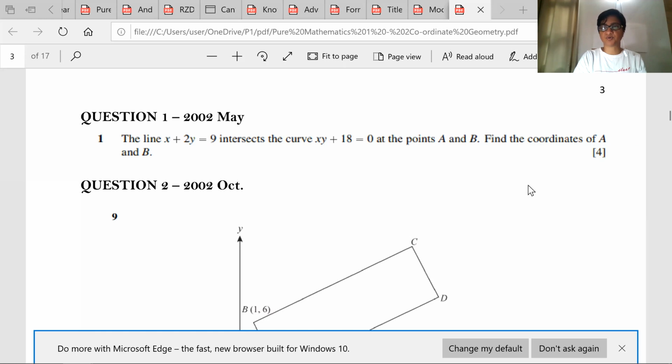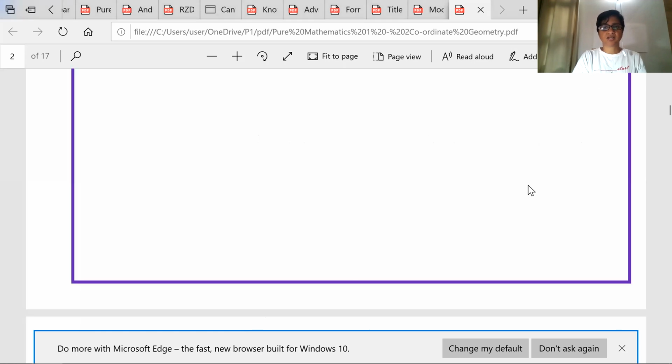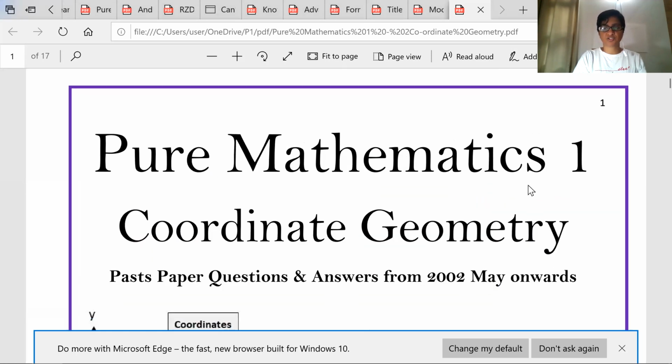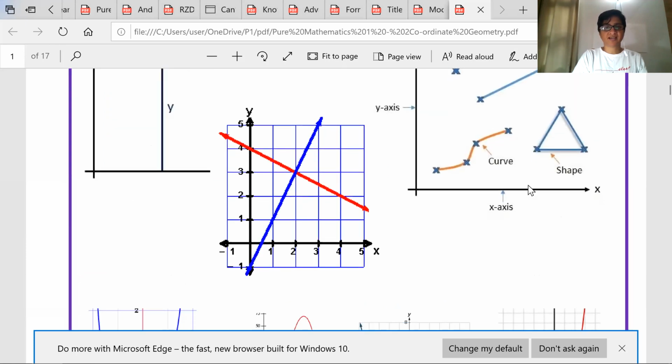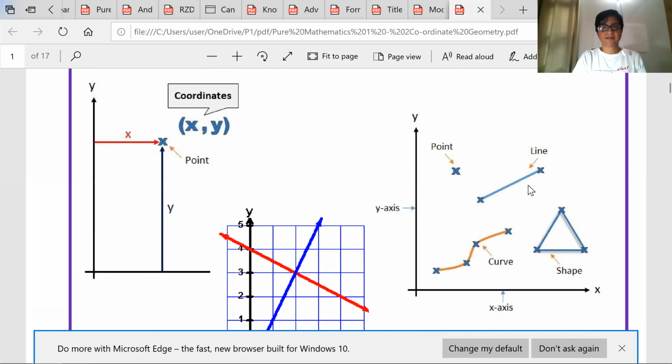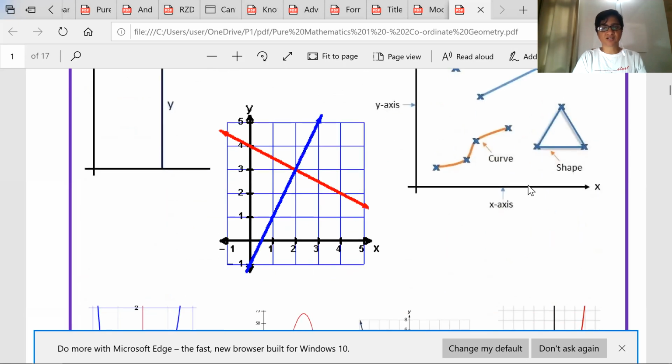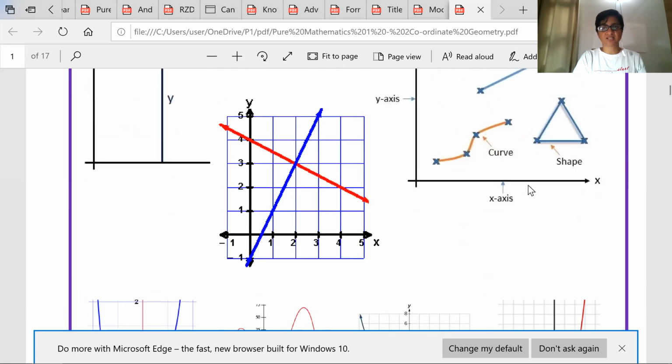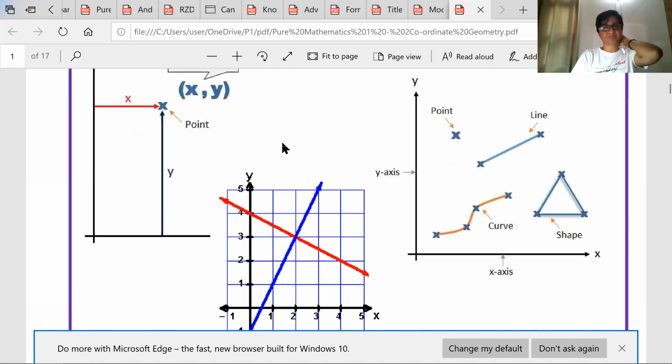Let's start. Okay, so you all have this book. This is the coordinate geometry book, right? If you look at these diagrams I have given on the cover page, in the first part is how a point is given a pair of coordinates, and this is the intersection of 2 lines.